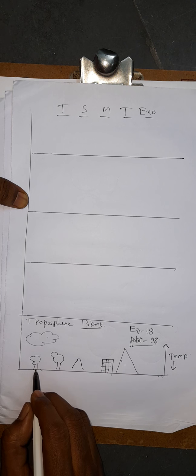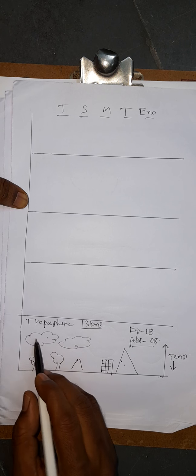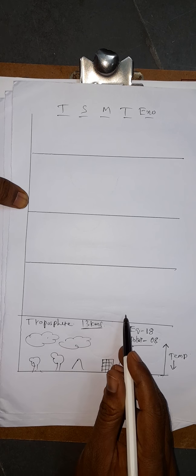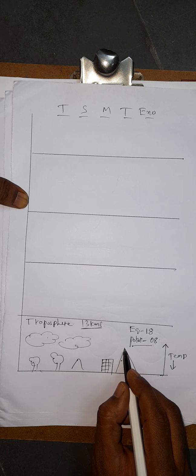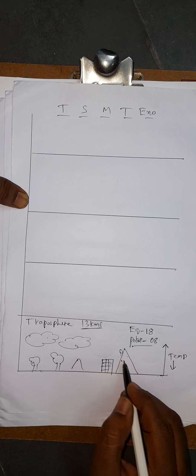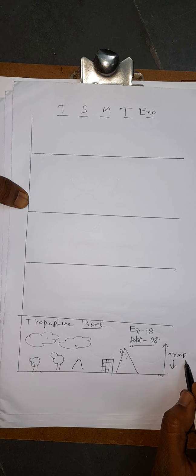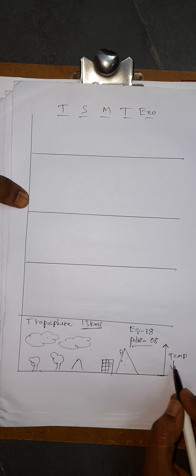The surface of the earth will receive the heat and reflect it back. But in the sky we have clouds, and these clouds will reflect the sunlight to space. The hilly stations, which are covered with trees and plants, don't absorb much heat. And so as we go high, the temperature decreases. In other terms, we call this the normal lapse rate.